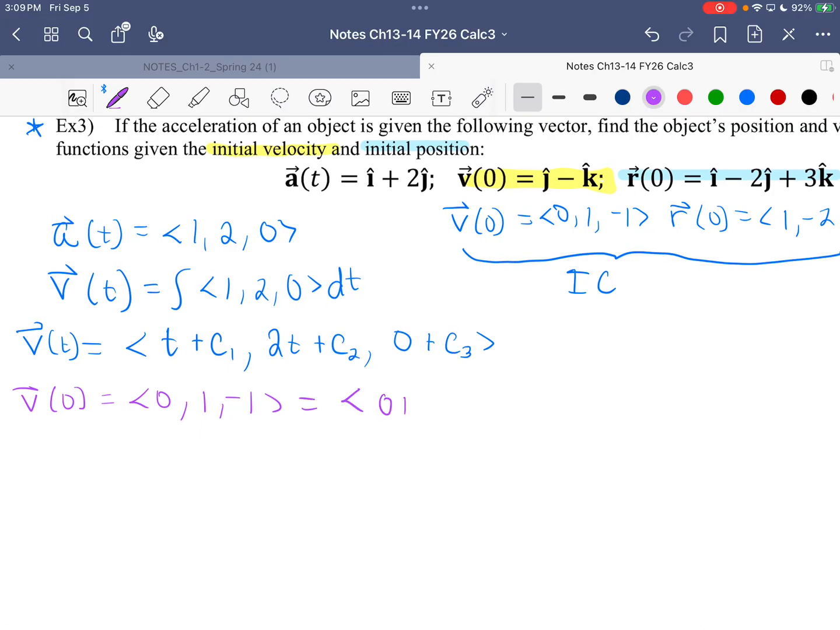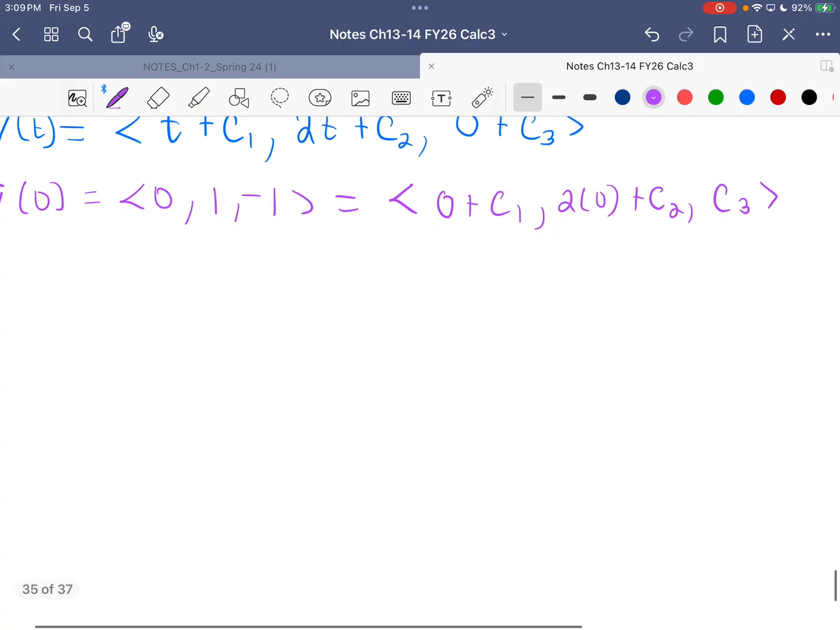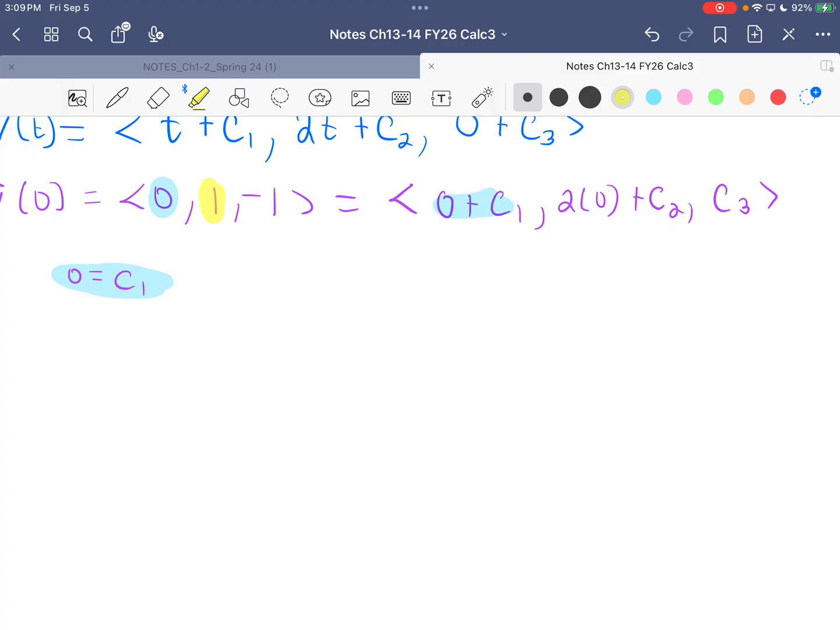0 plus c1, 2 times 0 plus c2, and then c3 plus 0 is c3. If it helps, you might want to write each component and an equation for each component. So you have 0 is equal to c1, 1 is equal to c2, -1 is equal to c3.